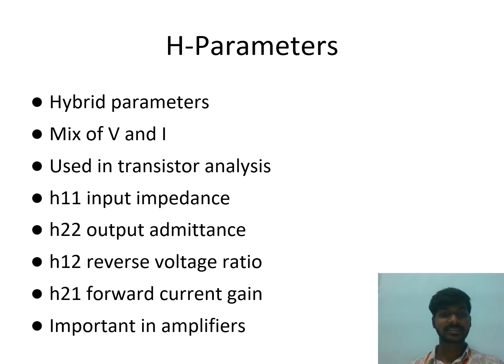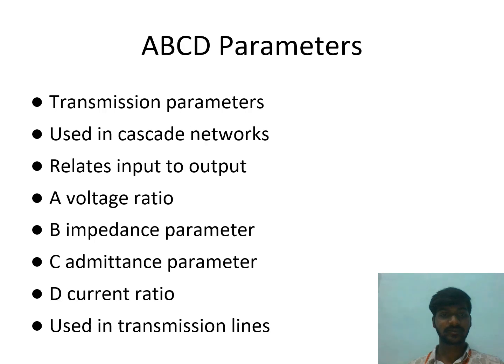H parameters. H parameters are also known as hybrid parameters. These are denoted by capital H. These are a mixture of voltage and currents. These are used in transistor analysis. H11 is known as input impedance. H22 is known as output admittance. H12 is reverse voltage ratio. H21 is forward current gain. These are important in amplifiers.